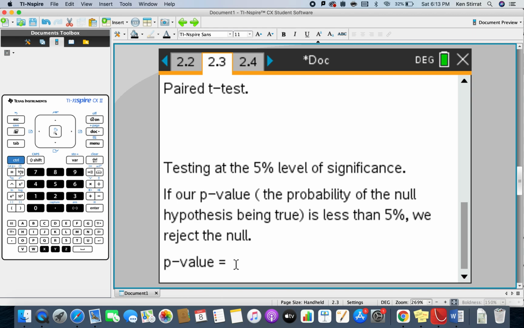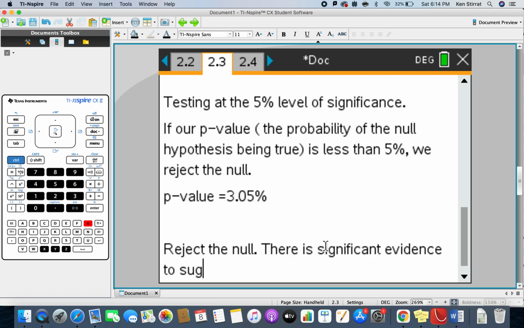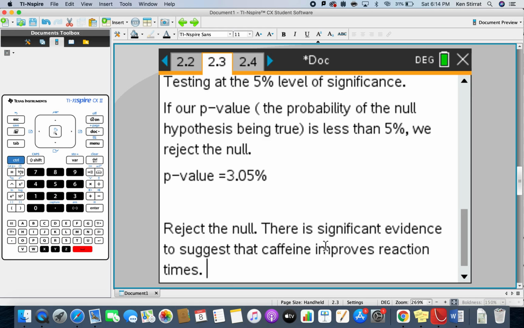Now if we go back to our sheet here, and we scroll down and have a little look, our p-value was 3.05%. Our p-value is less than the 5% level of significance, in which case we are going to reject the null. There is significant evidence to suggest that caffeine improves reaction times. And that conclusion is actually inferring for the entire population.